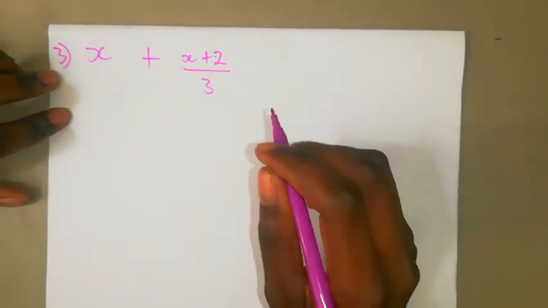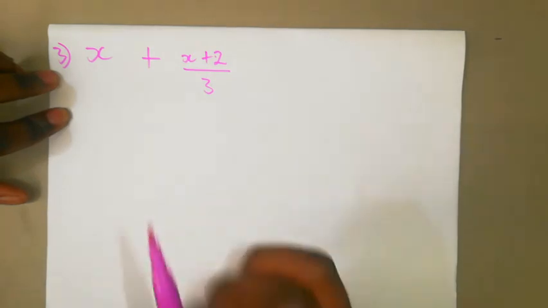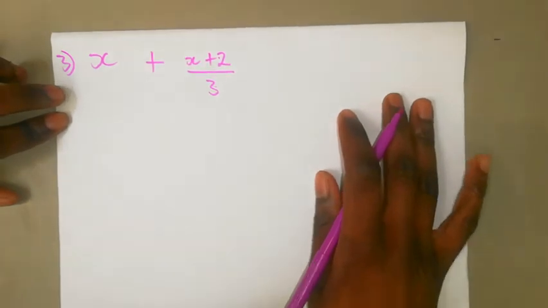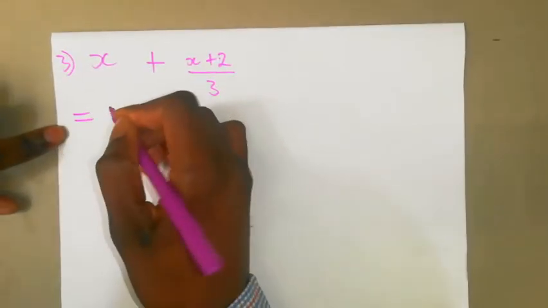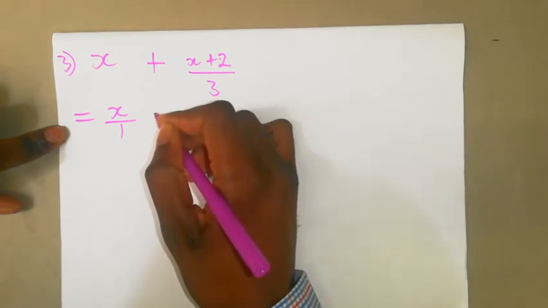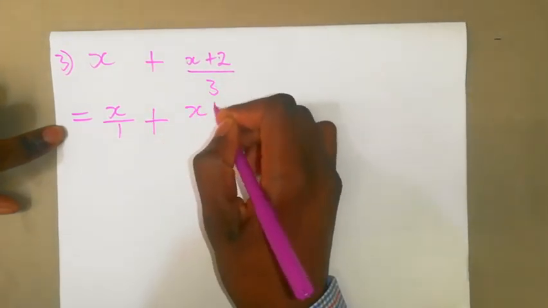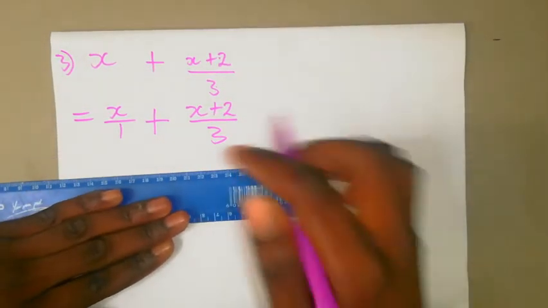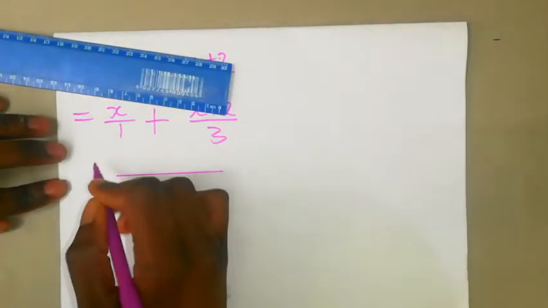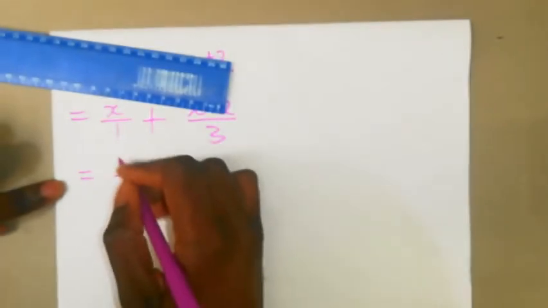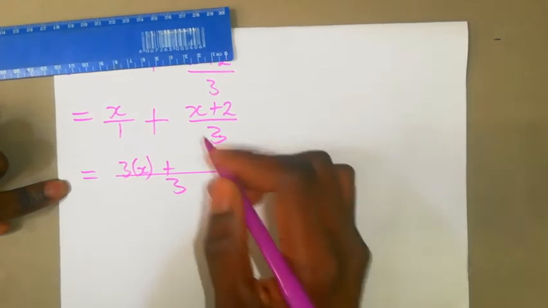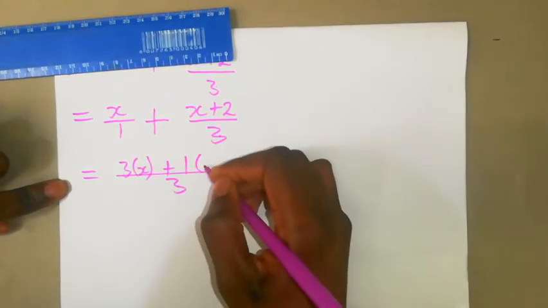Your first step is to create a proper quadratic fraction by introducing a 1, which is your denominator. So your first stage is to say it equals x over 1 plus x plus 2 over 3. Then you continue as normal, common denominator 3. 1 into 3, that's 3. Then 3 is going to multiply that x, 3 bracket x. Then 3 into 3, that's 1. 1 is going to multiply that x plus 2.